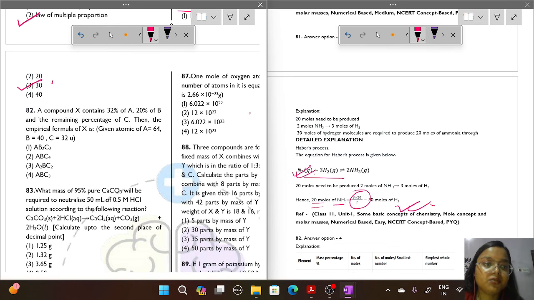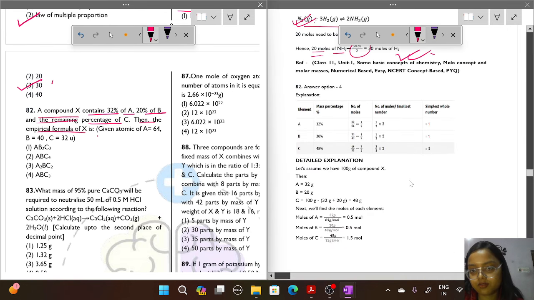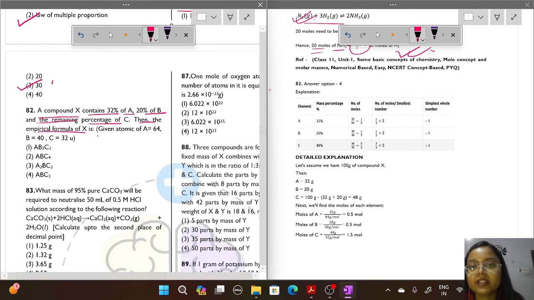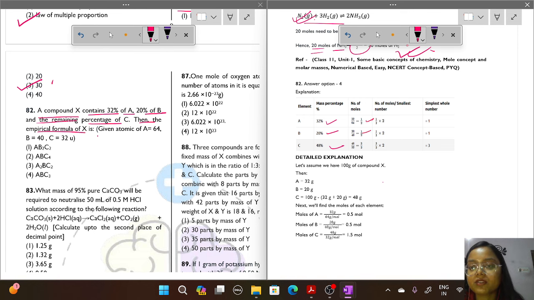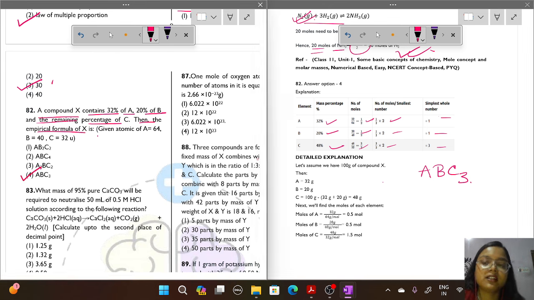In question number 82, a compound X contains 32 gram of A, 20 gram of B, and the remaining percentage of C. Then the empirical formula. Okay, so empirical formula again we have to calculate. A has 32%, B has 20%, and C has 48%. So the number of moles will come out to be this, and dividing the number of moles by the smallest number, the simplest whole number ratio we will get is 1 is to 1 is to 3, which means ABC3. Option number 4 is the correct option.